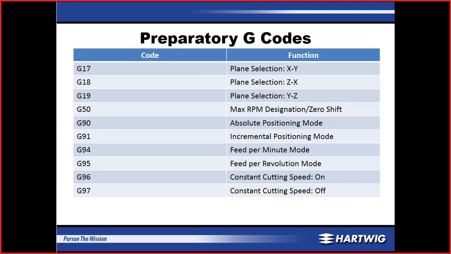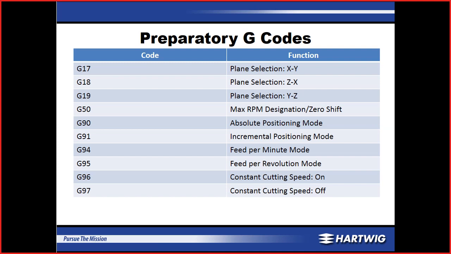So before we start talking about how to write a program, we need to talk about some of the codes associated in those programs. The first section of codes we're going to talk about are called preparatory G codes. G17, G18, and G19 are a group of codes that we call plane selection. Typically, when you're programming a 2-axis lathe, you will be in the G18 mode, which tells the machine to calculate all of our arc commands in the plane of X and Z axes.